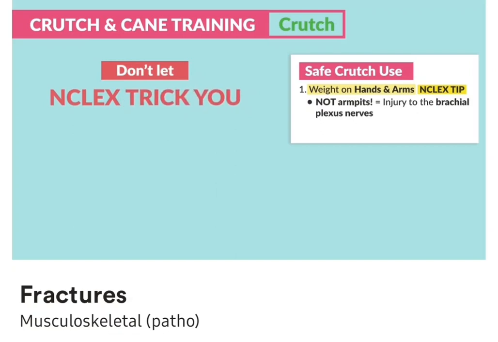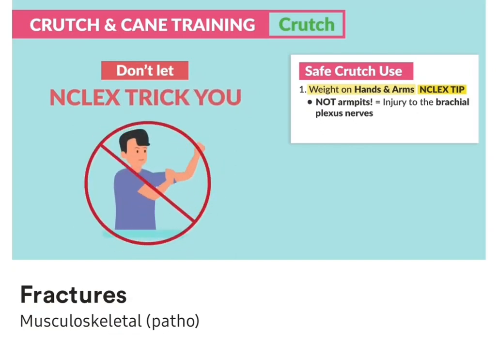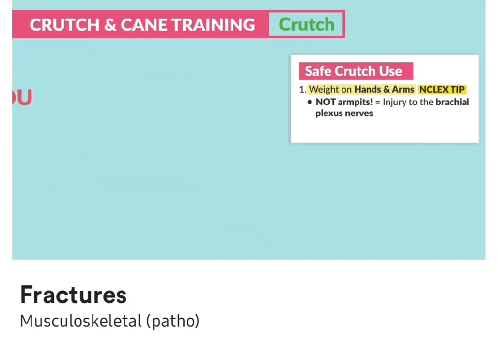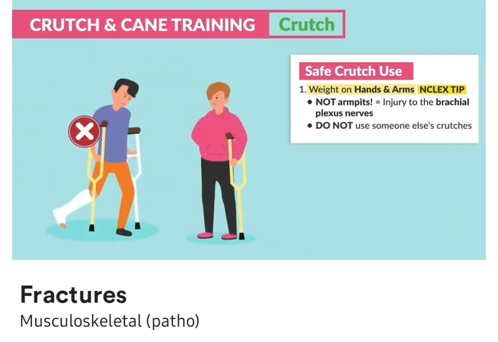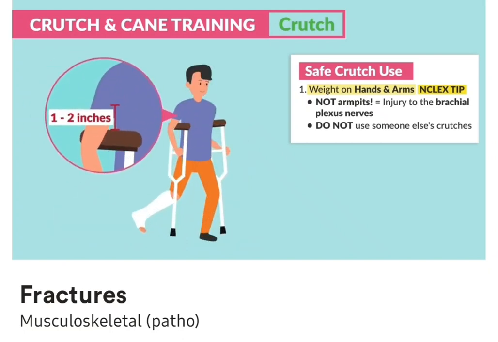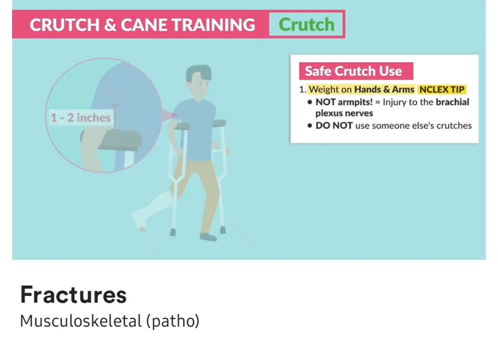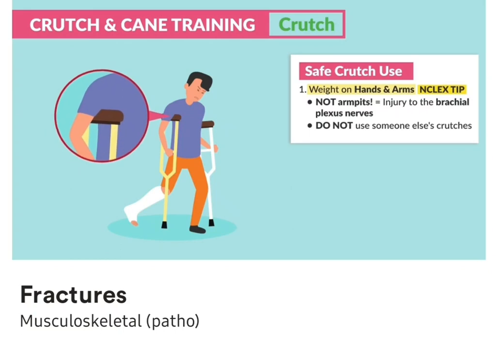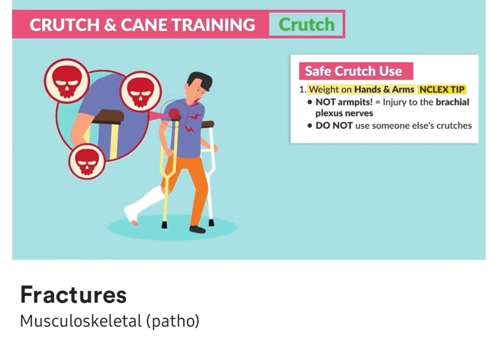Now don't let the NCLEX trick you. We assess the hand and arm strength, not the rotation of the shoulder here. Now, it's always best to teach clients, do not use someone else's crutches. Write that down. Since the prescribed crutches are perfectly fitted to be under the armpit about 1 to 2 inches to prevent injury. And using someone else's crutches may be too tall, causing injury to the nerves there.